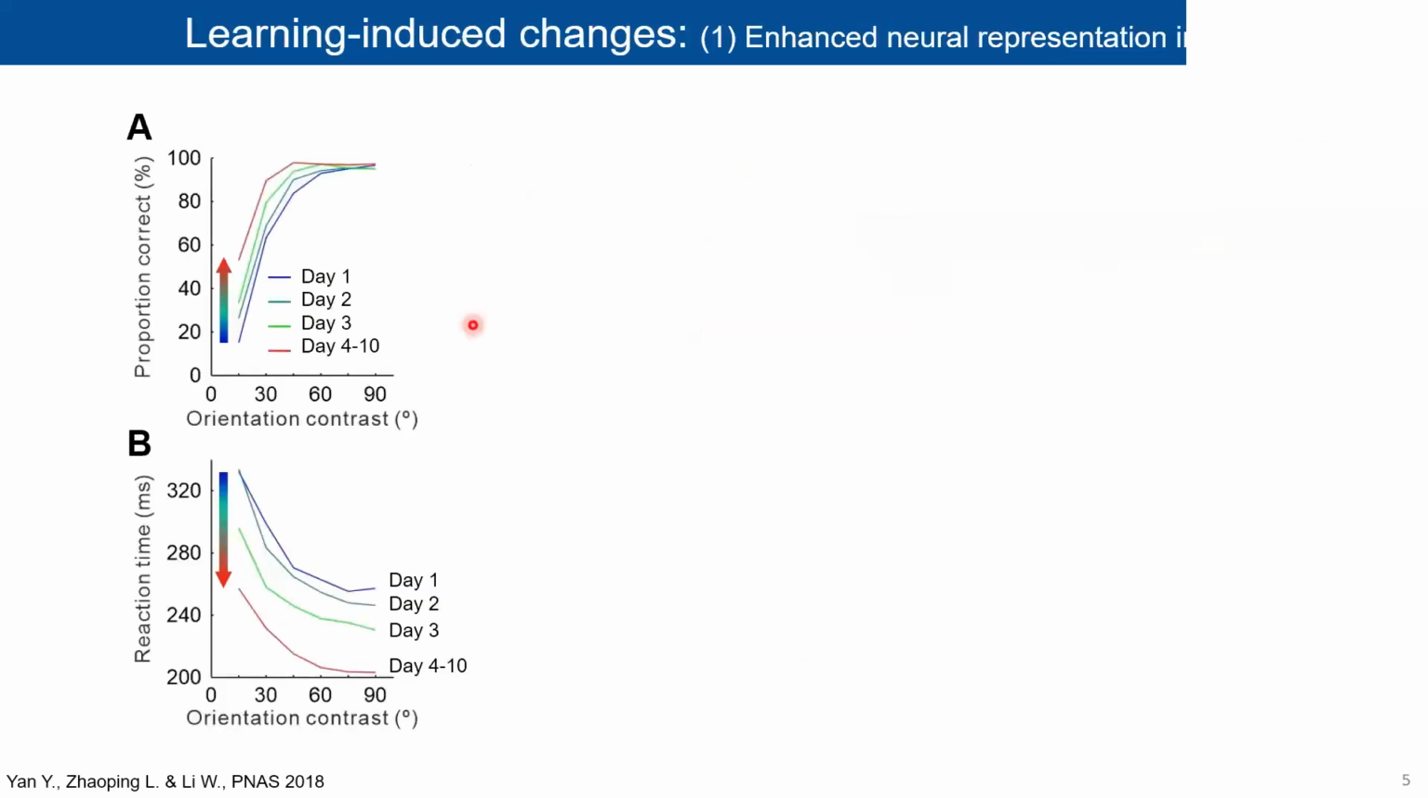The monkey's behavioral performance improved with training. Figure A shows the detection accuracy as a function of the orientation contrast of the singleton. Different curves indicate different training days. For targets with small and intermediate orientation contrast, the accuracy improved with training. Panel B shows the monkey's reaction times. For both small and large orientation contrast, there was a general reduction in the reaction time across training days. That is an increase in target detection speed.